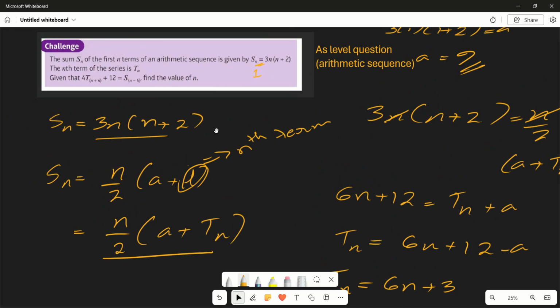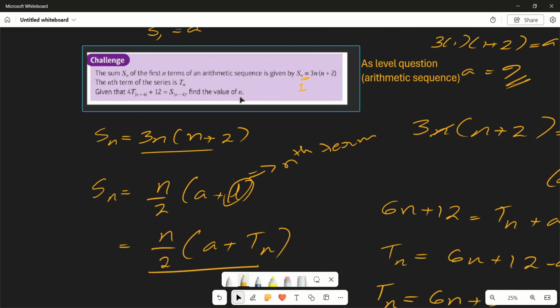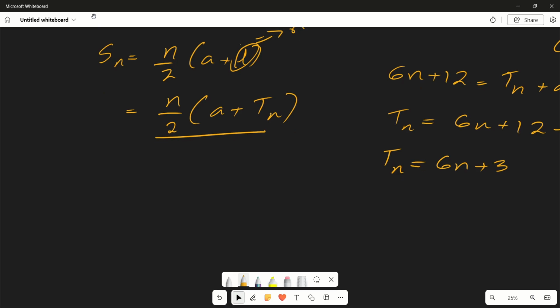So what the question is asking us is to find the value of n if 4t(n plus 4) plus 12 equals S(n minus 4). So we will just copy the equation: 4t(n plus 4) plus 12 equals S(n minus 4). Since we know all the formulas, we can just plug in the values n plus 4 and n minus 4 in their respective formulas.